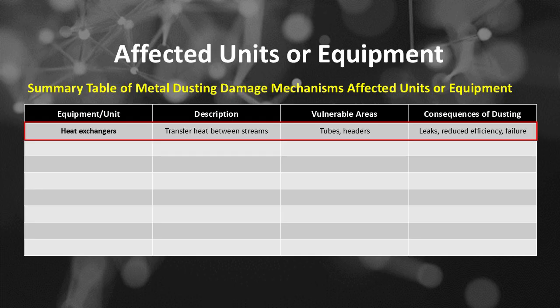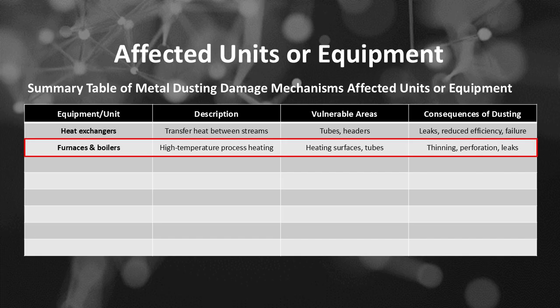Summary table of metal dusting damage mechanisms and affected units or equipment. If the equipment or unit is heat exchangers, described as transferring heat between streams, the vulnerable areas are tubes and headers, and the consequences of dusting are leaks, reduced efficiency, failure. If it is furnaces and boilers, described as high temperature process heating, the vulnerable areas are heating surfaces and tubes, and the consequences of dusting are thinning, perforation, leaks.